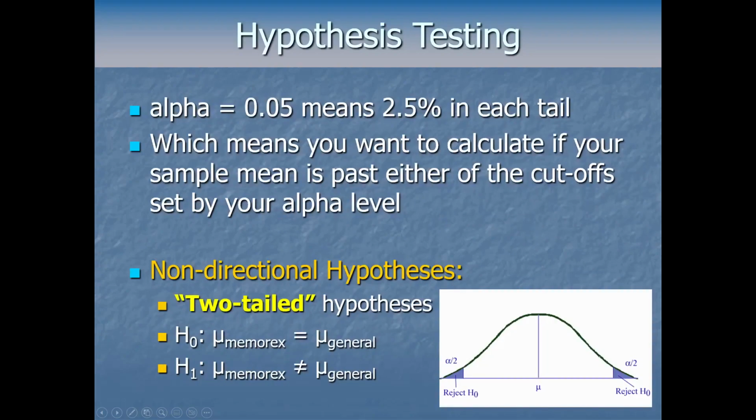Whereas for the two-tailed, the non-directional version, if we use our conventional 0.05 alpha level, right, that means you need to put 2.5%, or half of that, right? 0.025 needs to go into each of those tails. And then you're going to calculate again if your sample mean is past either of the cutoffs you set by your alpha level.